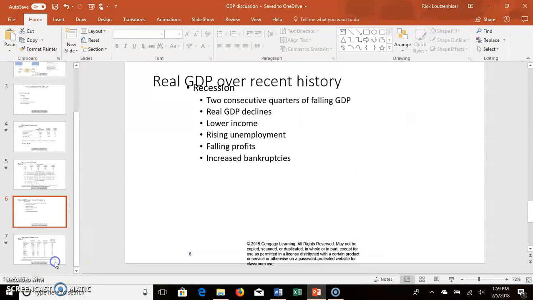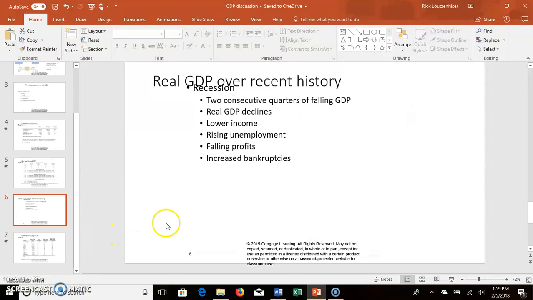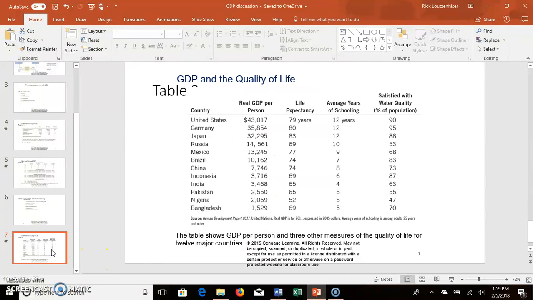Okay? So the real GDP over recent history, well, first of all, we have to note that a recession is technically defined as 2 consecutive quarters of a falling GDP. And when that happens, real GDP will also decline. There will be lower income, there will be rising unemployment, falling profits, and increased bankruptcies. The economy has gone the wrong way.